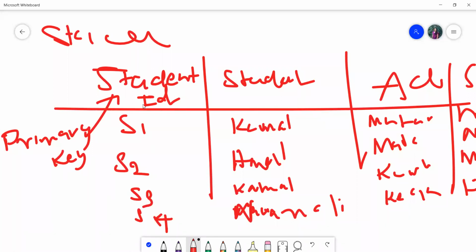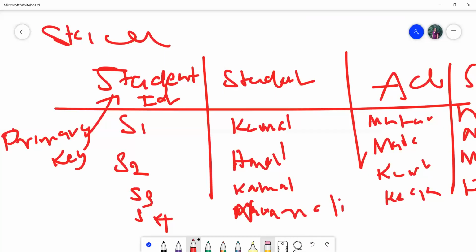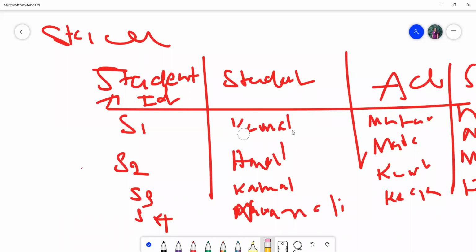Is it clear? Is it clear about primary key? Yes, madam. Okay. So when I'm going to erase this one, can we use this student name as a primary key? No. Why? Yeah, there are two common records, Kamal and Kamal. So we cannot identify each and every record uniquely.